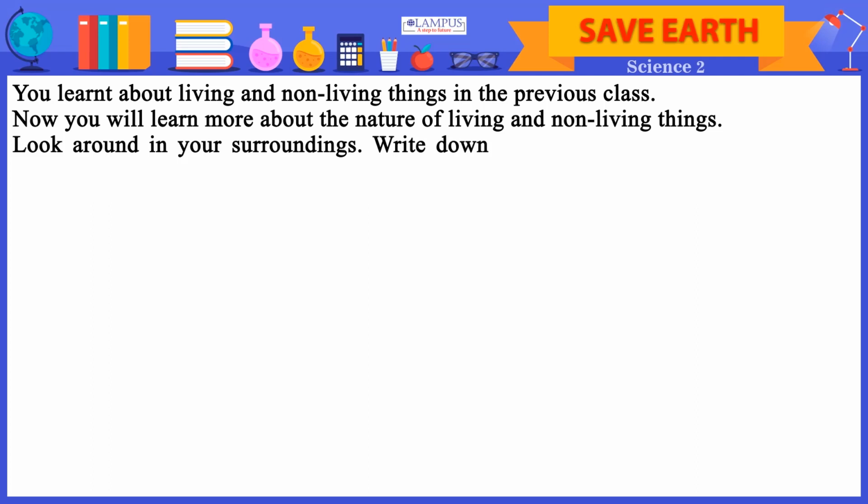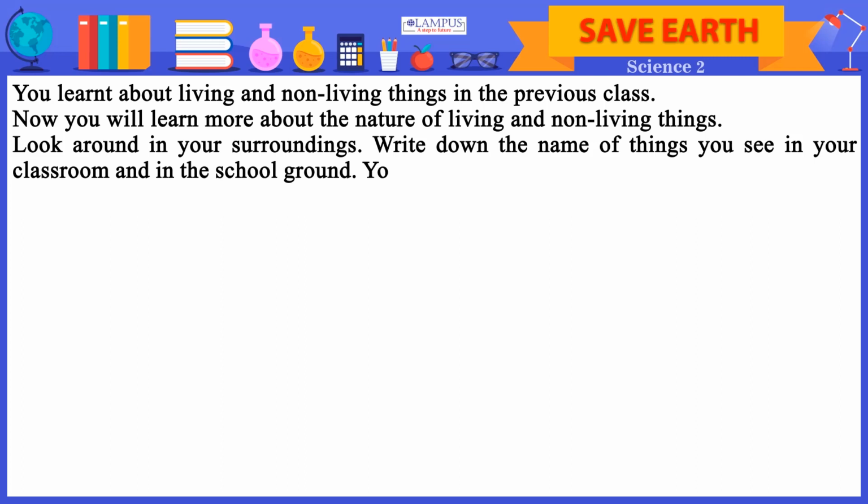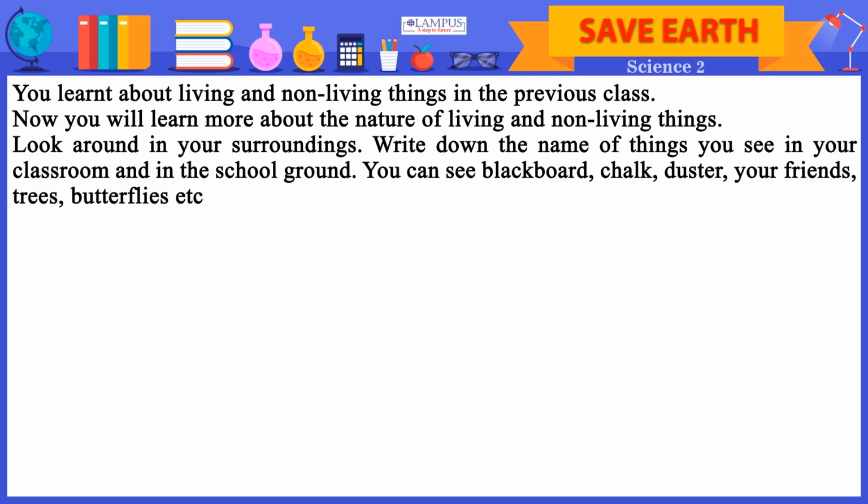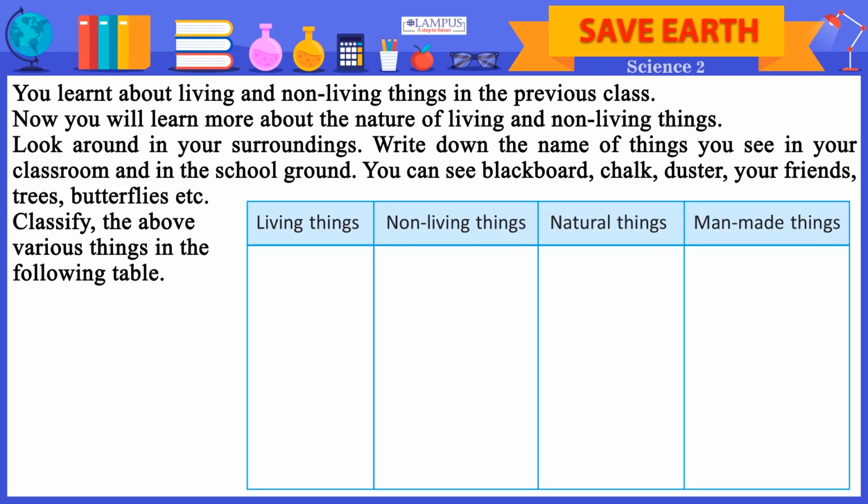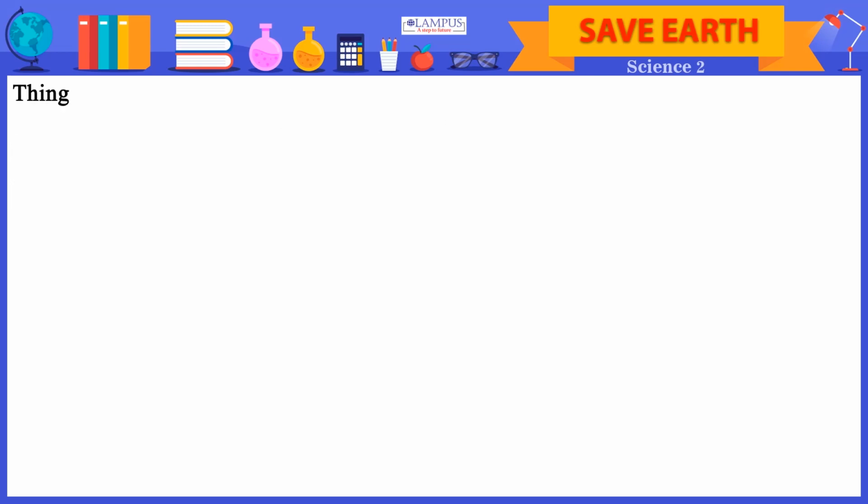Write down the name of things you see in your classroom and in the school ground. You can see blackboard, chalk, duster, your friends, trees, butterflies etc. Classify the above various things in the following table. Living things, non-living things, natural things, man-made things. Things that we see around us are either living or non-living.